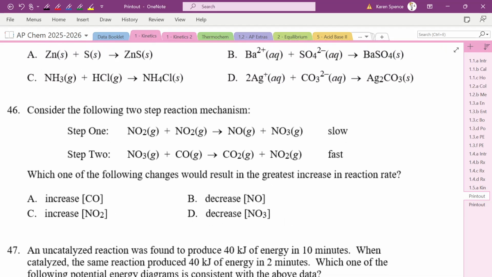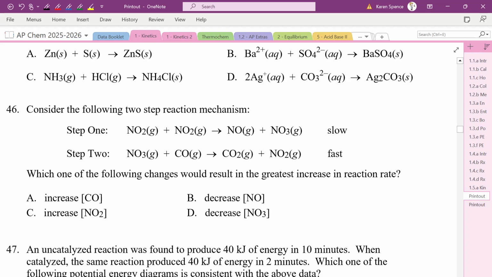Number 46, we have a two-step reaction mechanism. Which one of the following changes would result in the greatest reaction rate? This is on page 12, if you're looking for it. Now, which of these two steps controls the rate? Step 1. That is our rate determining step, our RDS.